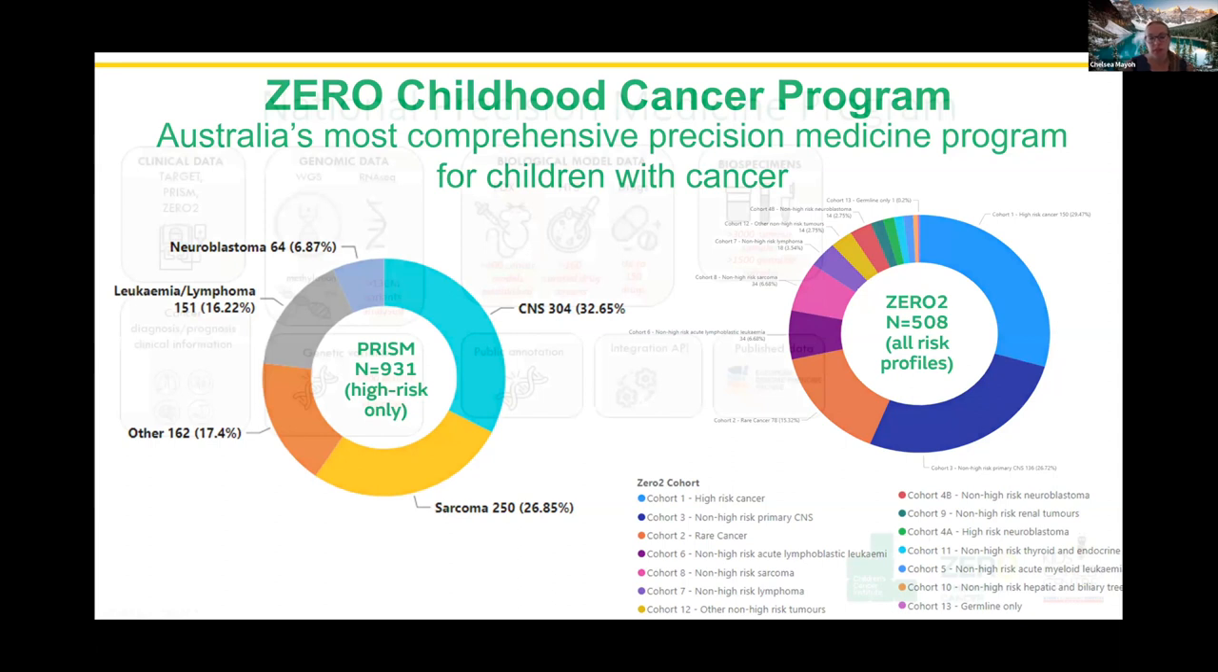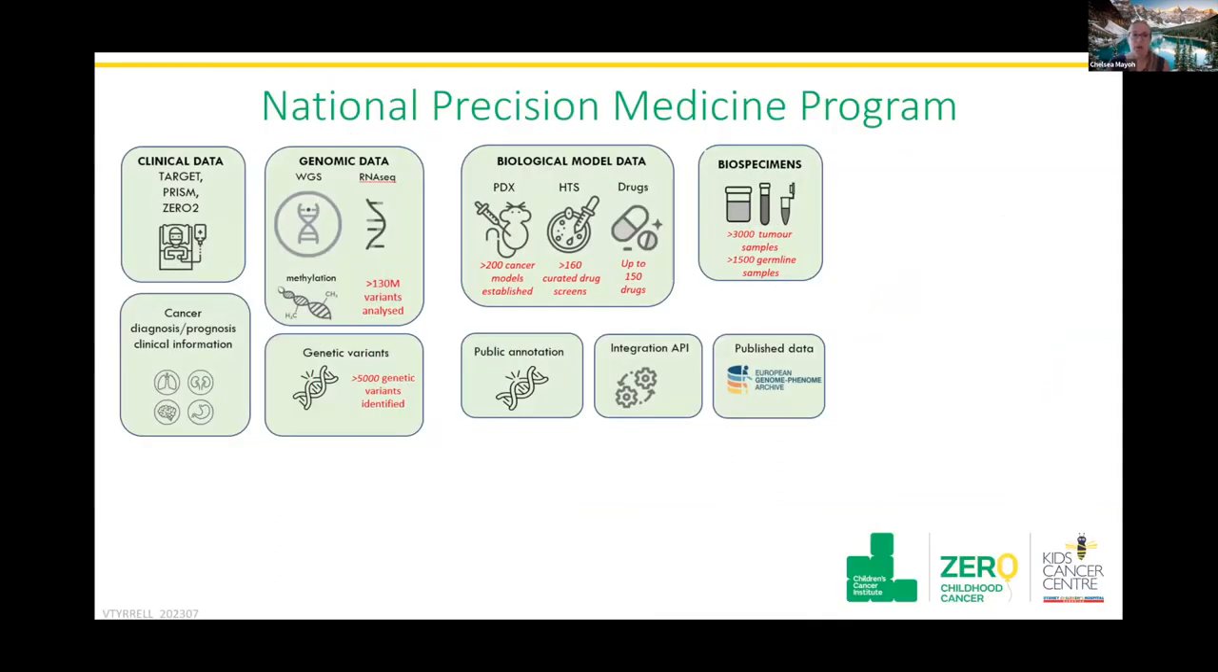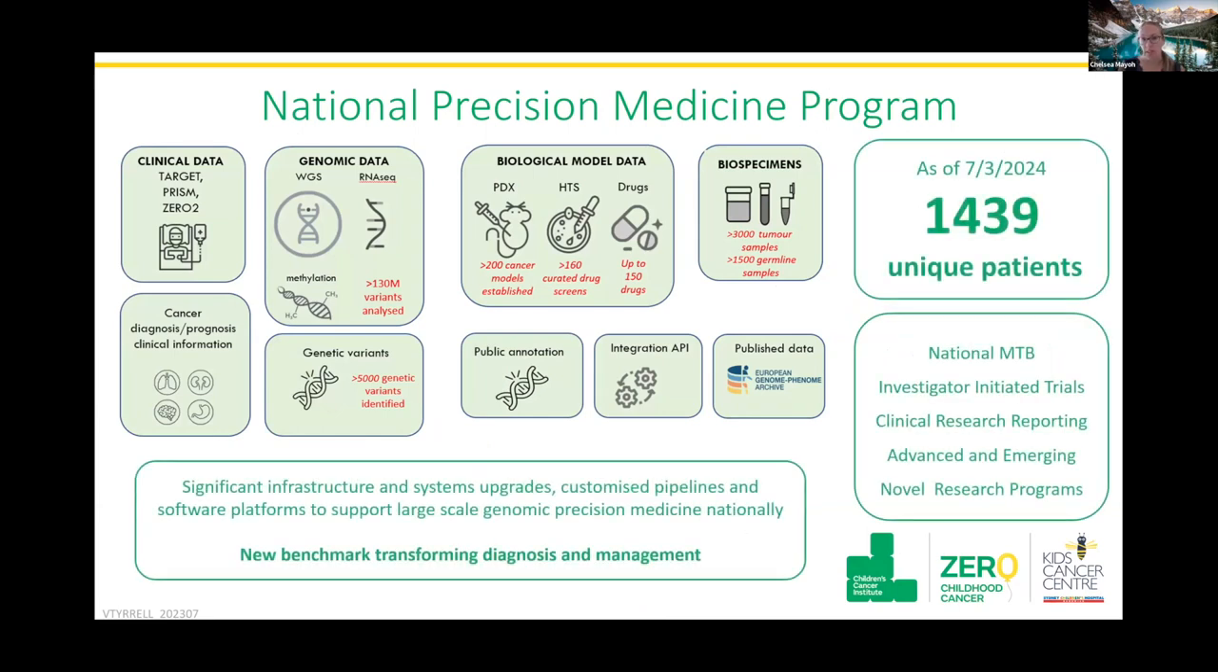To do this, we had to set up a really big program. We have to collect all the clinical data, so we work in close collaboration with our clinicians. But importantly, the crux of the program is our genomic data. We do whole genome sequencing, RNA sequencing, as well as methylation, and we analyze it all together. We look for the genetic variants, what is causing their disease, whether it be cancer diagnosis, prognosis, and also what can be treatable, so what treatment options we have available to these children.